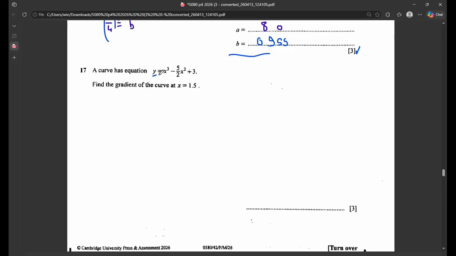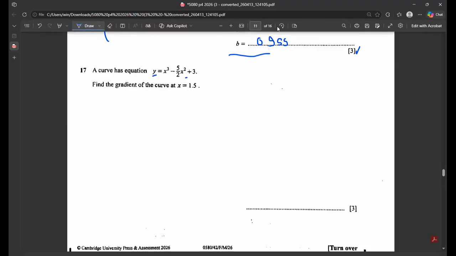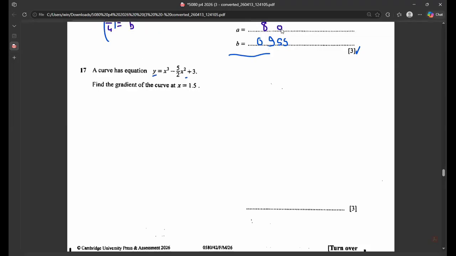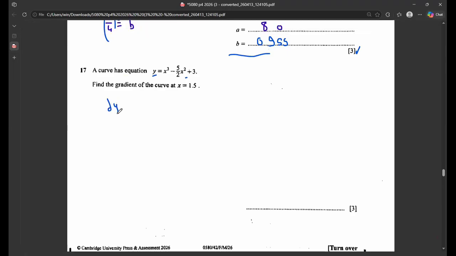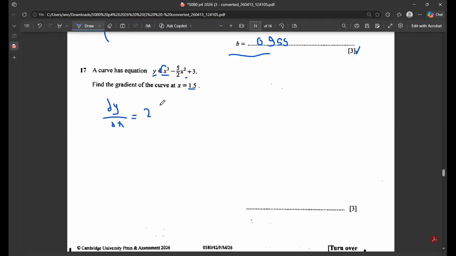A curve has an equation y equals x cubed minus 5 over 2 x squared plus 3. Find the gradient of the curve at x equals 1.5. Yes, easy question. We just get the derivative, which is the gradient of the curve, and we put, instead of x, 1.5 and get the value here. We bring the power down, minus 1 from the power here. So 3x squared.